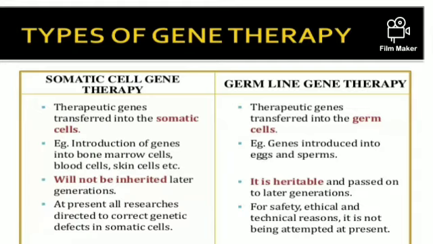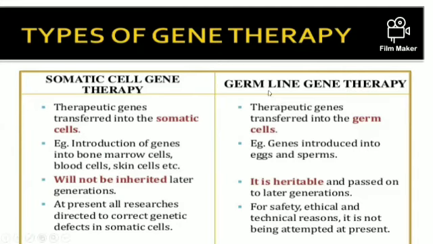Skin cells are never transferred, blood cells are never transferred, bone marrow cells are never transferred in the inheritable system. So only that person is cured by the therapy, but it is not inherited. At present, researchers are directed to correct genetic defects in the somatic cells. A number of researchers are working to correct genetic defects in somatic cells.